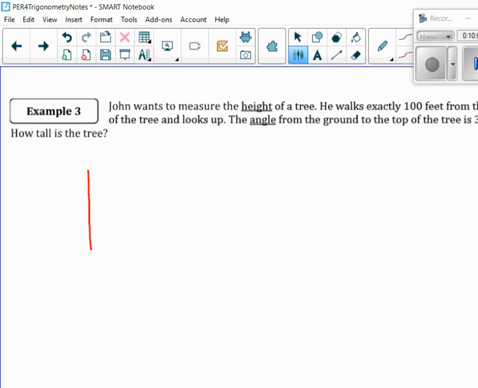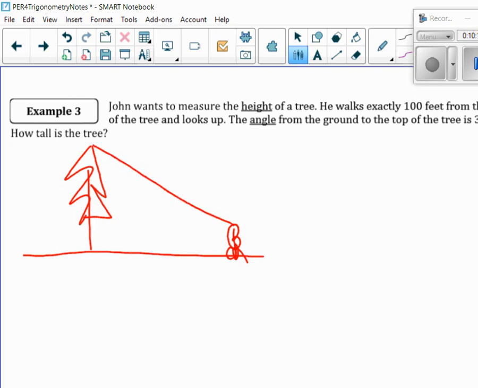Okay, so here is my tree, and here's the ground. Here is John, and he is at the horizontal looking up to the tree. So like I said, there is your angle, 33 degrees. And this is 100 feet from the base. So we want to know this height here. There's my 90 degrees, yes. There's John, J for John.